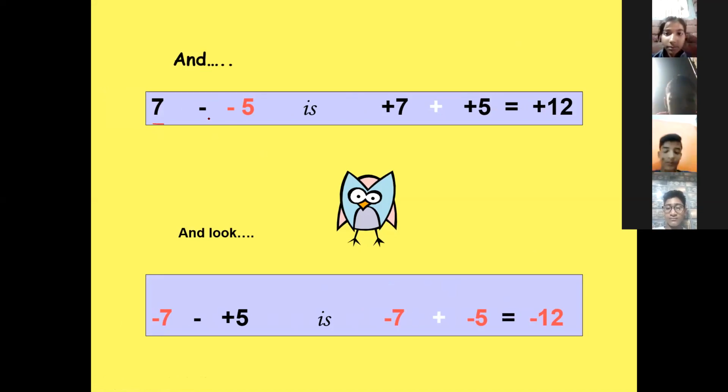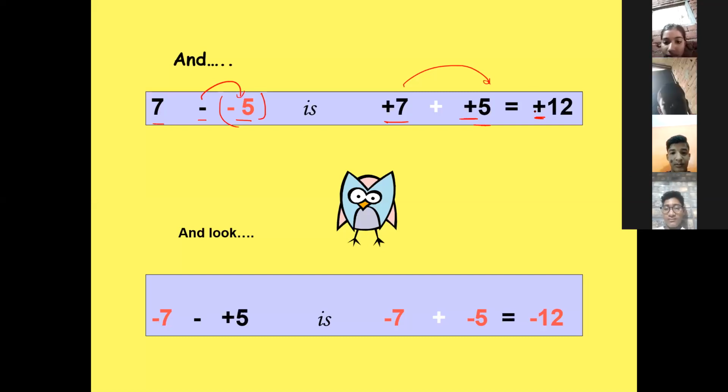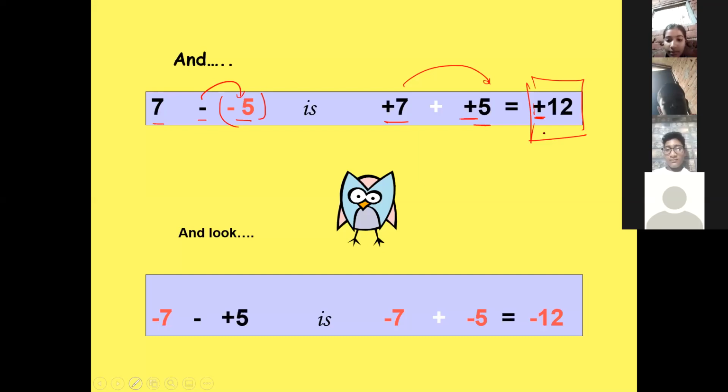Seven minus 5. Okay, 7 minus 5. So minus minus becomes plus. So now both the numbers are positive. So 7 plus 5, 12. And if both the numbers are positive, then the answer will also be positive. So the answer is positive 12. Clear?